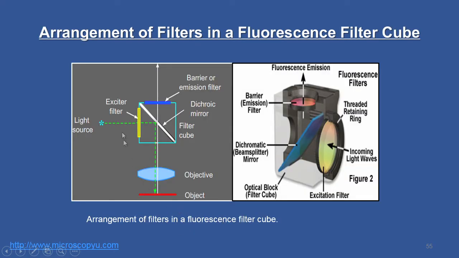And this is the schematic which shows the arrangement of filters in the fluorescence filter cube. You can see that this is a light source which goes through an excitation filter, and then you have the dichroic mirror, and then you have the emission filter, and then a filter cube. This is a very simple setup, and then we will see how this works.